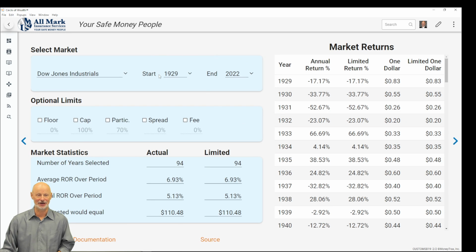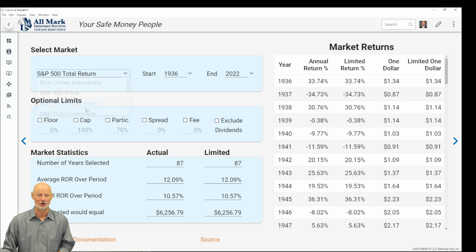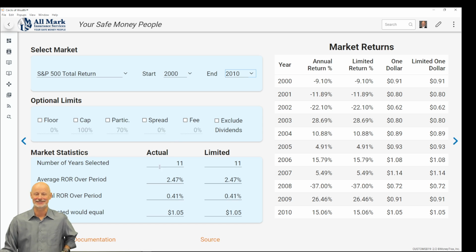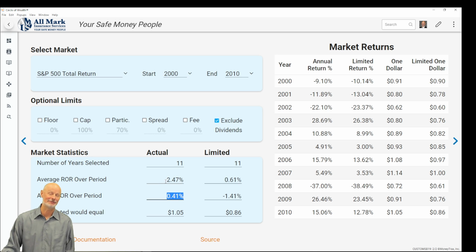Now, if we go out here and we use the S&P total return, I'm going to show you something about the lost decade. And the lost decade was the year 2000 through the year 2010. They call it the lost decade because, as you can see, the actual return over that period of time, we'll exclude the dividends here, was 0.41%. Now, the reported return over that period of time was 2.47%, but the actual was 0.41.